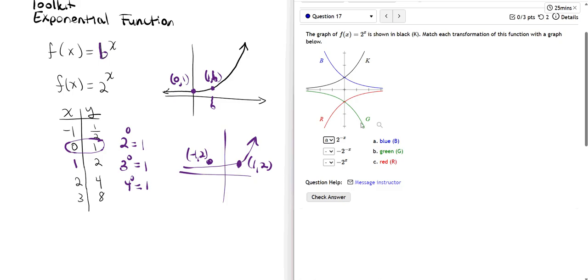Then the green one looks like the black one, but flipped upside down over the x-axis. So that one would have a negative out in front of the original function. So that green one, b, should be -2 to the power of x. And that leaves the red one, which is option C, to go along with -2 to the -x.